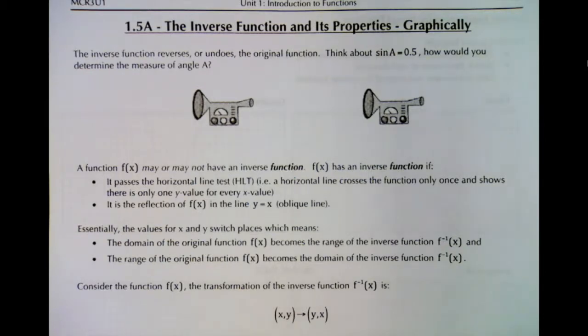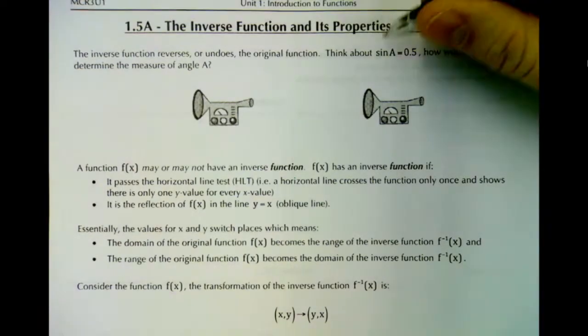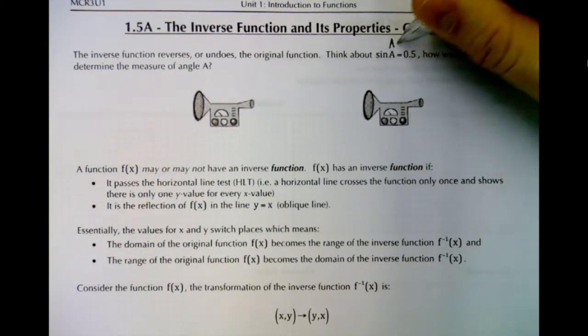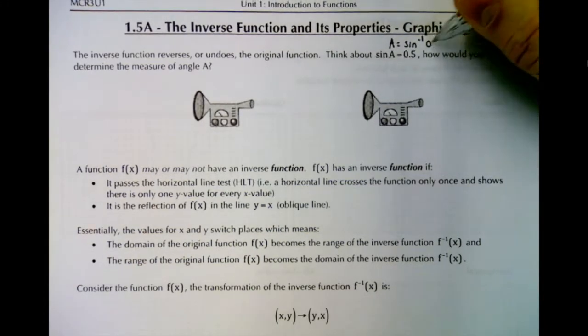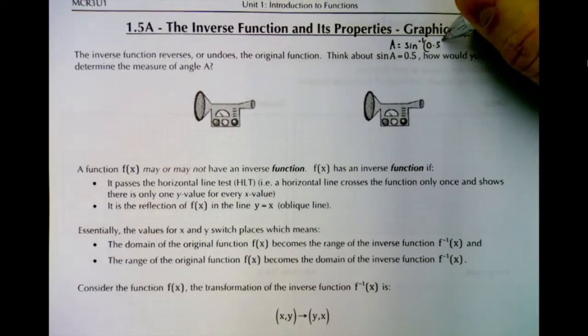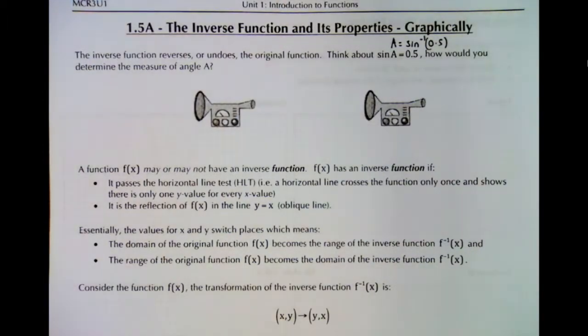So think about the expression sine A equals 0.5. If we wanted to figure out what A was, the angle, we would have to use sine inverse. So if we wanted to find A, we would have to use sine inverse of 0.5, and that would tell us what A is. Sine and sine inverse are inverse functions because they reverse the original function.